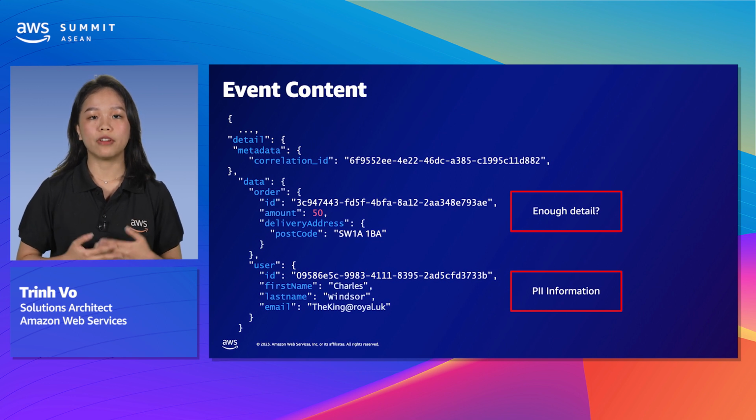When designing an event's content, we must consider whether we are providing enough details for the downstream service without unintentionally exposing implementation details. For example, in the order details, what the amount is is ambiguous, or the delivery address is not fully written. Moreover, we must consider the PII information that we are including in the event, whether we would want the downstream service to see this information.